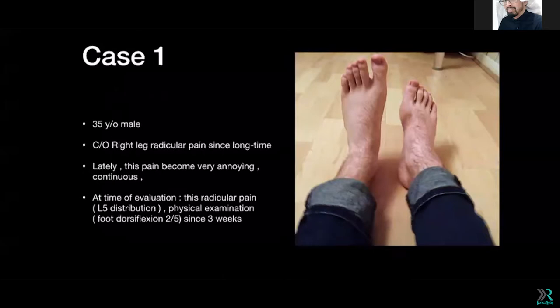Let's start with case one. It is a 35-year-old male patient complaining of right leg radicular pain for a long time. Lately, the pain has become very severe. At the time of evaluation, this radicular pain was in the L5 distribution. On physical examination, foot dorsiflexion is 2 out of 5, which, as I mentioned, has been present for 3 weeks.